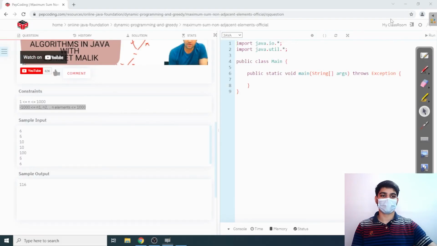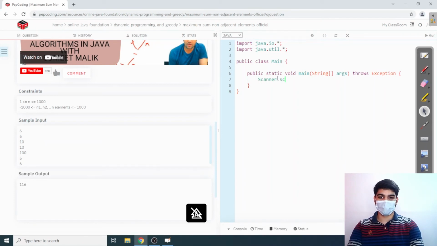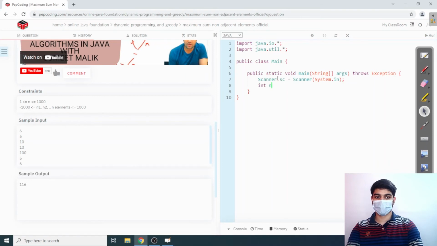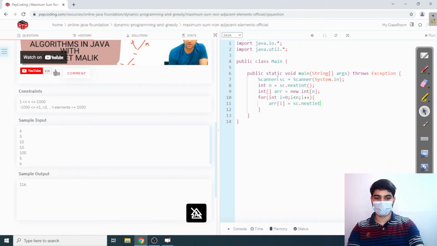So if we had to code this, first of all we create a scanner to take inputs: scanner, System.in. n is equal to sc.nextInt, and then we have an array of size n, and we have to take its input. So int i is equal to 0, i goes to n, i plus plus, arr of i is equal to sc.nextInt.